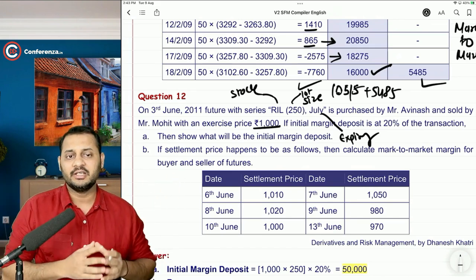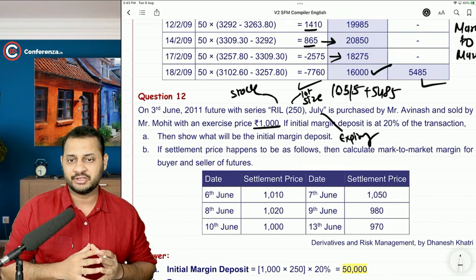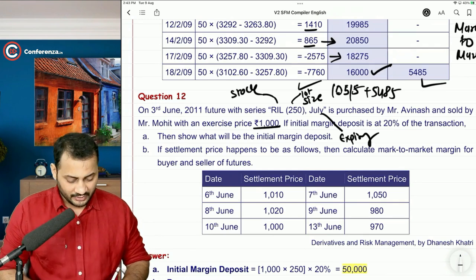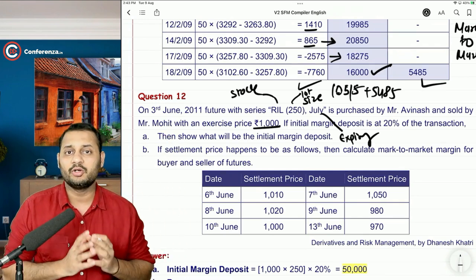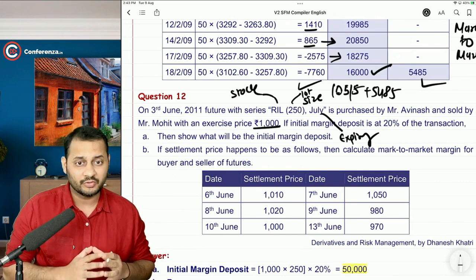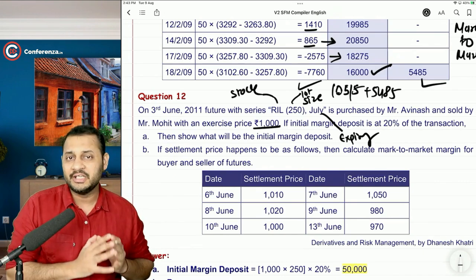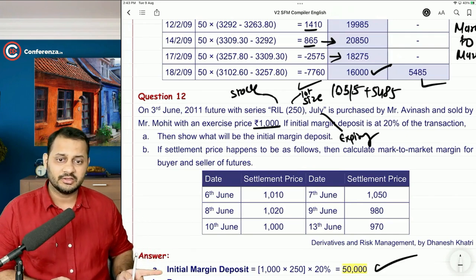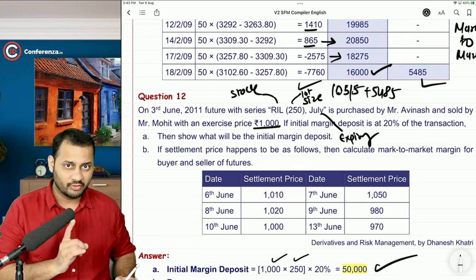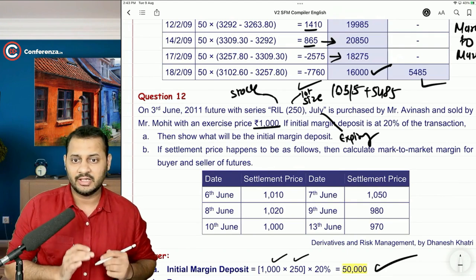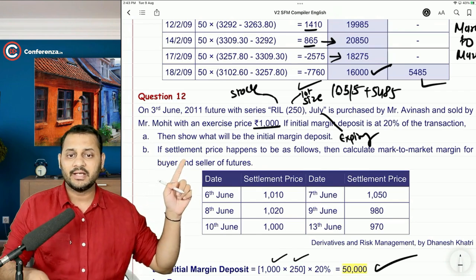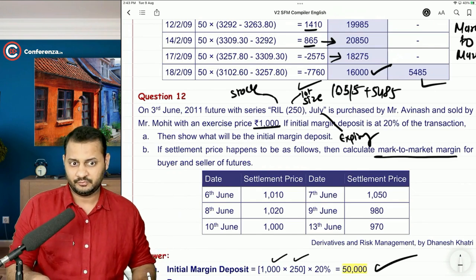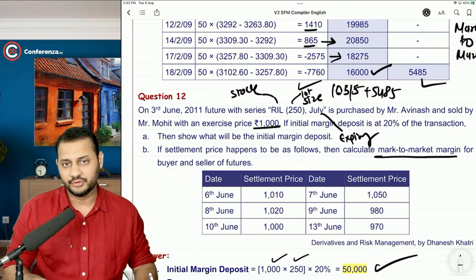If initial margin deposit is at 20% of the transaction, then show what will be the initial margin deposit. It's very simple, sir. 1,000 into 250 will be the total contract value. That will be 2,50,000, of which 20% will be the initial margin, that is 50,000 rupees. So are you okay with this first answer? 1,000 into 250, one contract value, into 20%, that is 50,000. Now the next question. If the settlement price happens to be as follows, then calculate the mark to market margin for buyer and seller of the future.